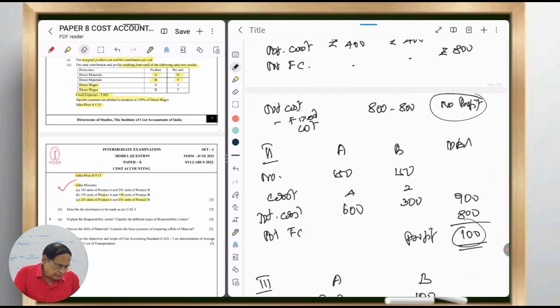Apart from that, question numbers 7B and 8A, B, C are all theory based questions. They are given in the MTP itself. If you go through them, you will be in a position to understand. So I will finish this MTP now.